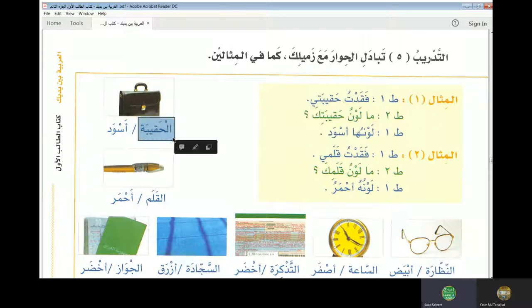So عقيبة is a feminine word. That's why we are using ها here. المثال الثاني, second example. فقدت قلمي. I lost my pen. To mean I in the past tense. ما لون قلمك, what is the color of your pen? Meme has kasra because kalam is muzaf and laun is muzaf le. Launuhu ahmaru, its color is red. Kalam is a masculine word, that's why we are using hu.